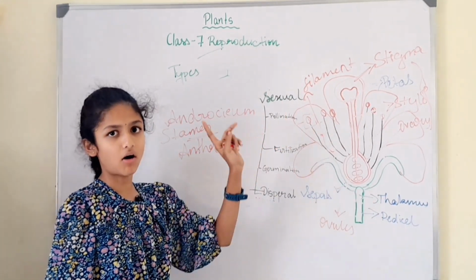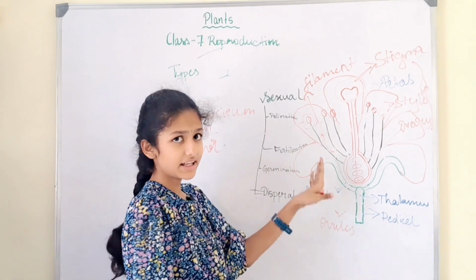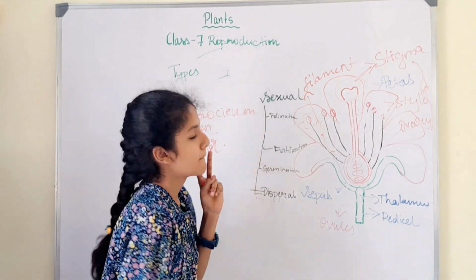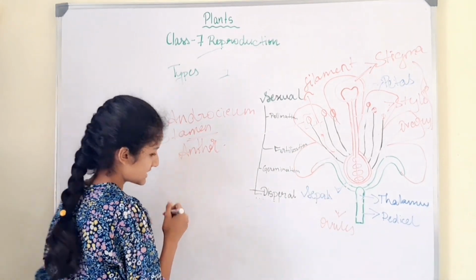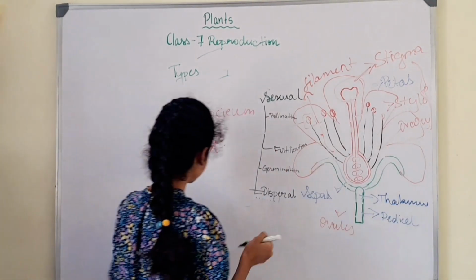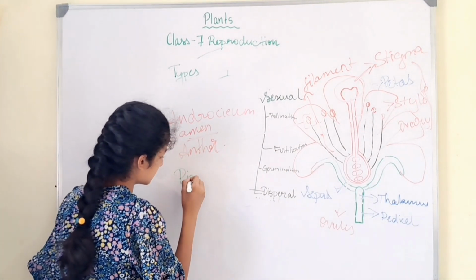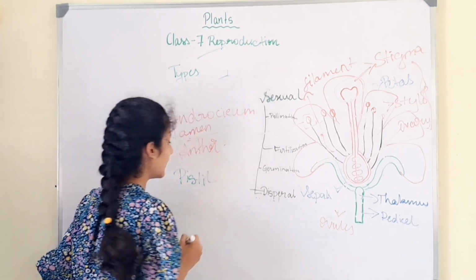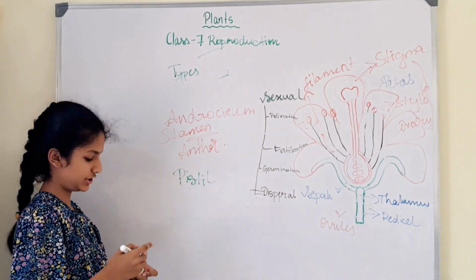Now, the female reproductive part has two names. Pistil, and also one more name, gynoecium.